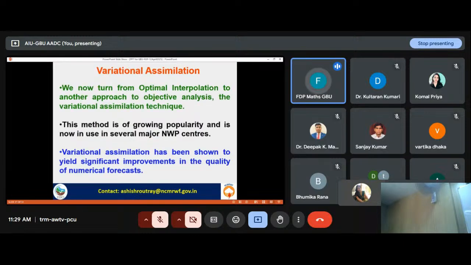So variational assimilation is now an optimal integration technique. Maybe you people understand Fresnel. It will fix a radius. Within whatever radius, observation or information will be inserted. Outside that, it will not incorporate that thing.